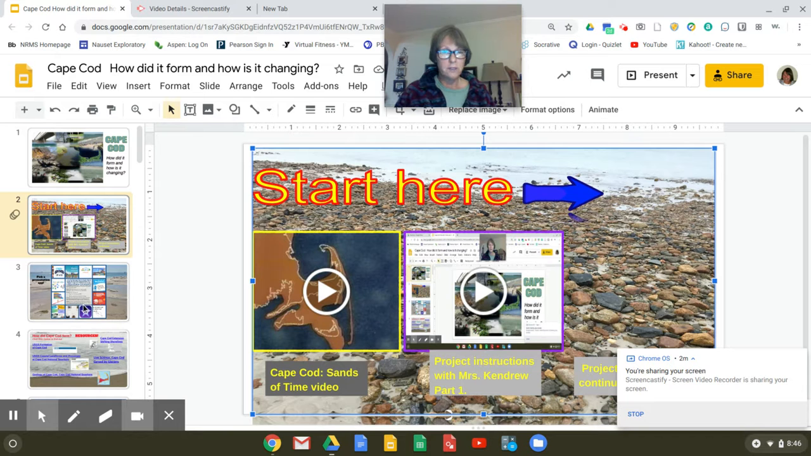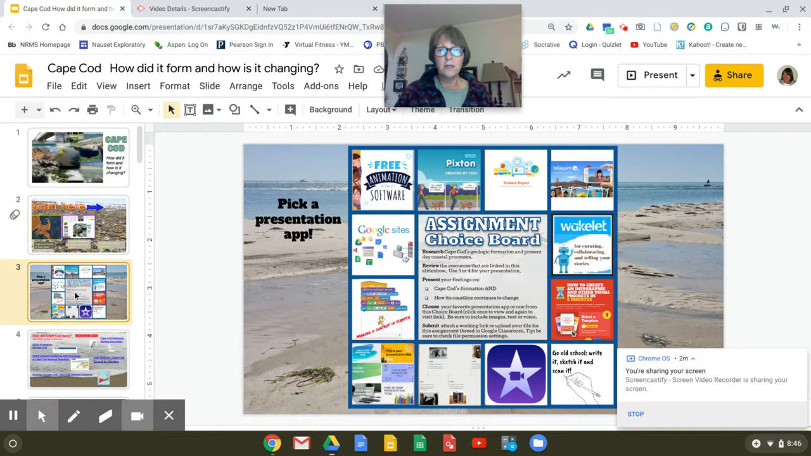So your presentation mode is anything that you want it to be. I really don't care what you do. Just make sure that it is shareable. I would carefully read through this assignment choice board and notice that we have said to present your findings on Cape Cod's formation. So there's your glaciers bit. And also how the coastline continues to change today. Your choices are whatever you want.